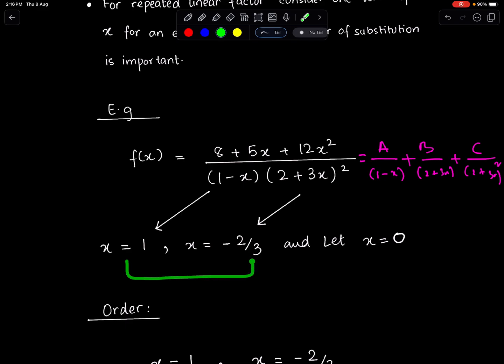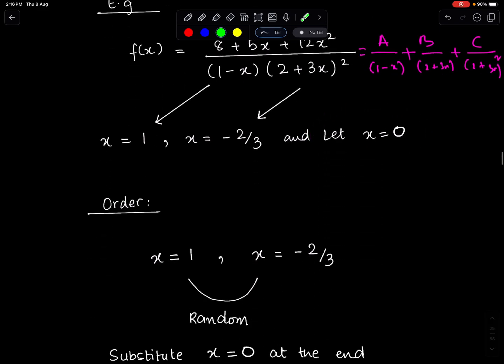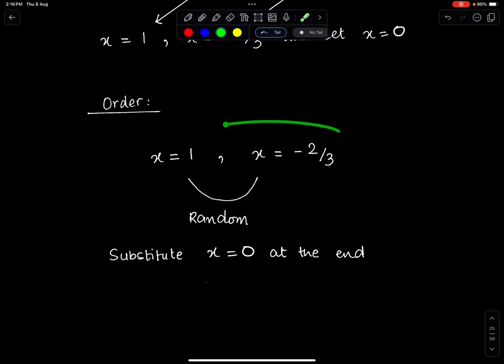For these two values, order of substitution is not important because we have got these two values directly from the factors. So you can substitute these two values randomly, but you have to substitute this value at the end because you suppose this value yourself. So this is the order. Substitute these two randomly and this one at the end.